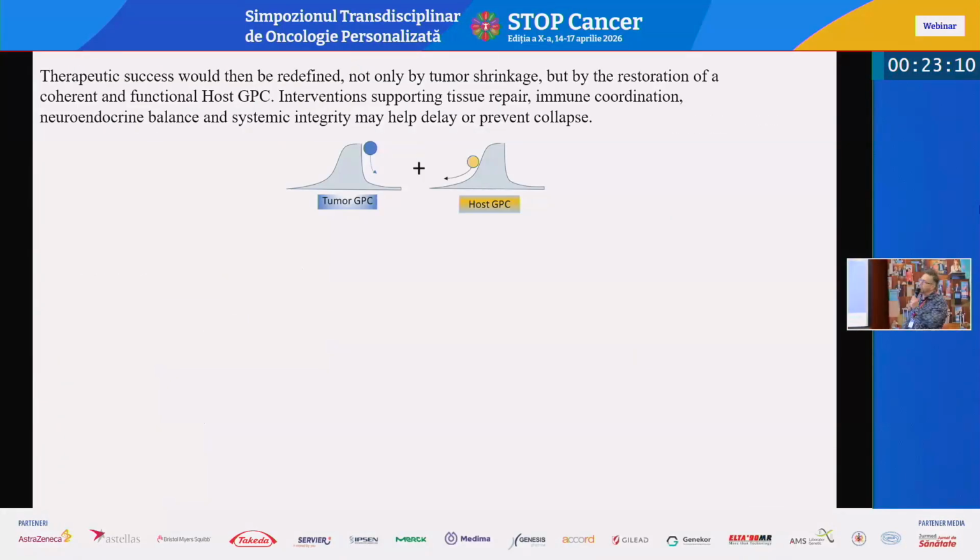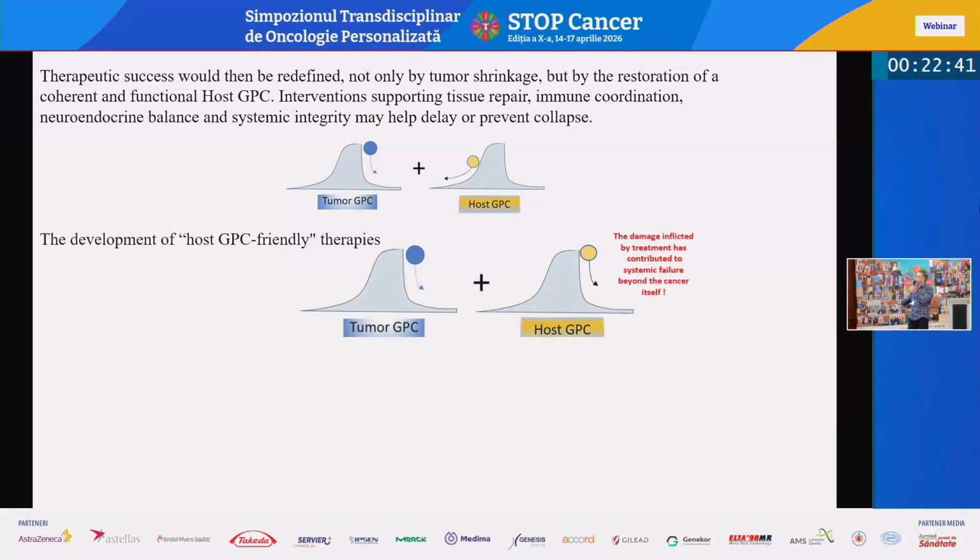So it means that from a therapeutic point of view, we should redefine the success not only through the tumor shrinkage, but also through the restoration of a coherent and functional host GPC, suggesting that in addition to treatments that target the tumor, we should also favor interventions that support tissue repair, immune coordination, neuroendocrine balance, and systemic integrity, because this can help to delay or to prevent the collapse. It also suggests that we should, of course, favor host GPC-friendly therapies.